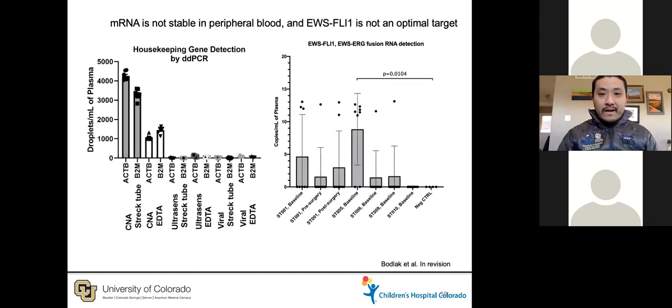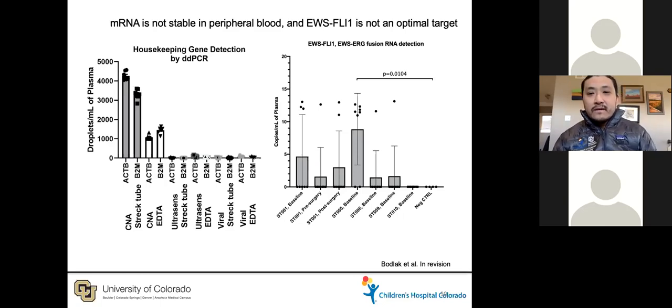So what turns out with RNA is that mRNA is not stable in peripheral blood, and EWS-FLI1 is also not an optimal target. This is just a quick experiment that we did a year or two ago that's right now in revision. Using the left figure, it shows that the Streck tube, which is a tube that has RNase inhibitors in it, has a significant difference in detection of even housekeeping genes compared to regular EDTA tubes, regardless of when you process it. This was all processed immediately after collection. So there's an immediate degradation of RNA going on in the blood.